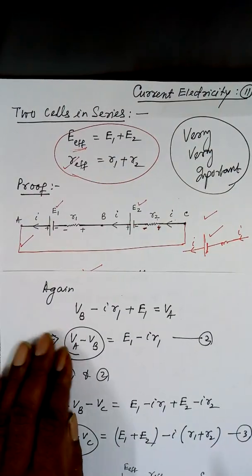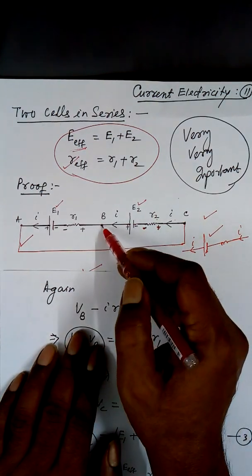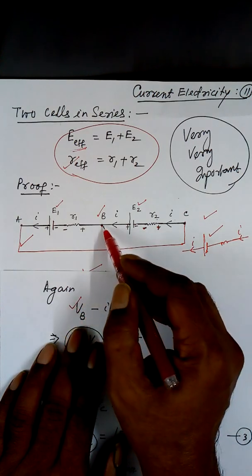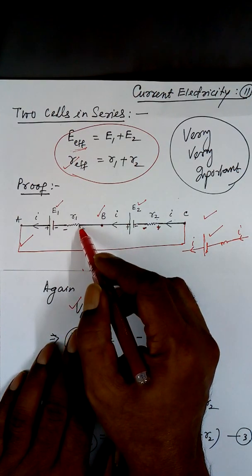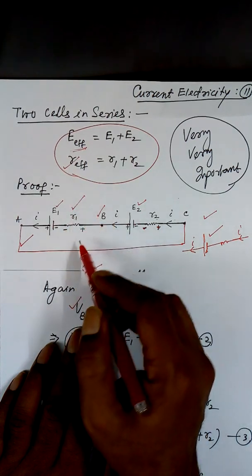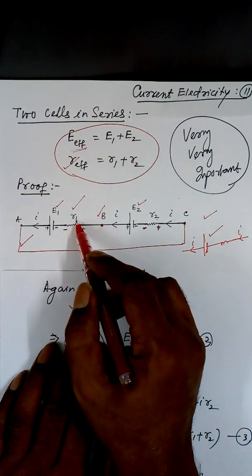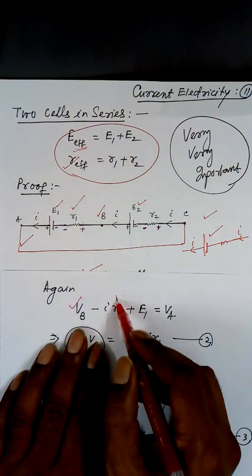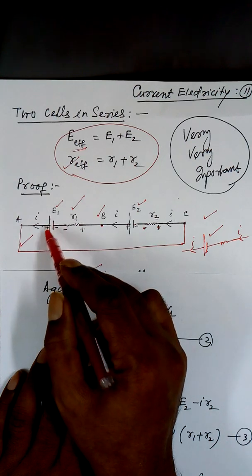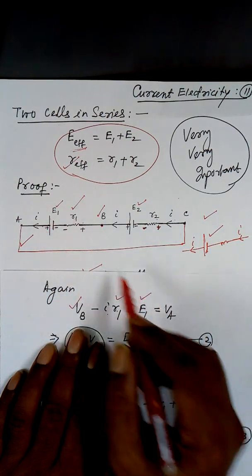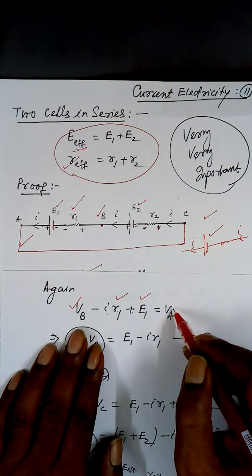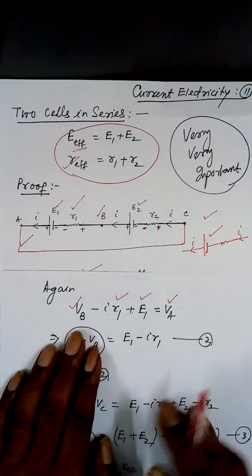Now look, I started with B. Let the potential at B be VB, that I explained. Then when I arrive here, I go from positive to negative, so there is a voltage drop here. Current into this resistance, minus IR1. Going from here to here, negative to positive, there is an increase in potential, so plus E1. Then I arrive at A, so that is equal to your VA.